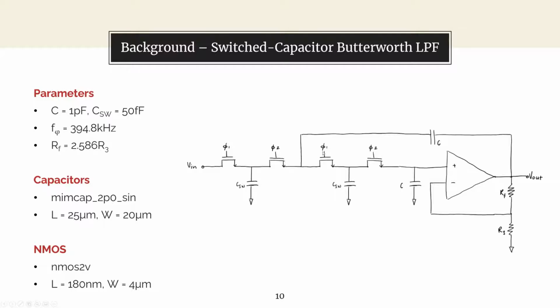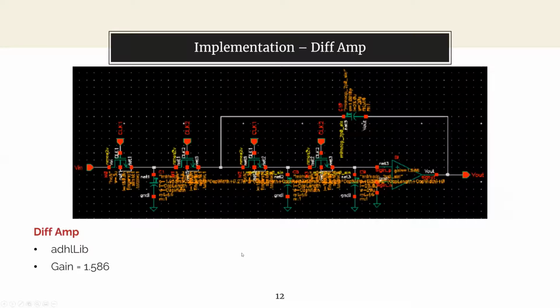Now the circuit can be built and simulated in Cadence using the switch capacitors in lieu of the R1 and R2 resistors. The reason it's not used for RF and R3 will be apparent later. So this first implementation uses the diff amp from the ADHL lib in lieu of the op amp seen in the previous schematics. Here the diff amp gain is set to 1.586, which was found in the derivation.